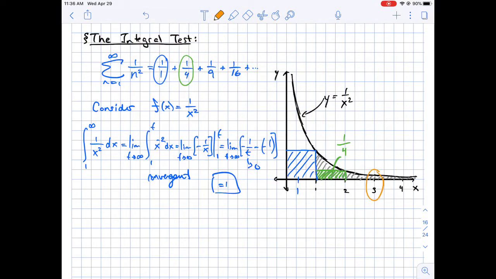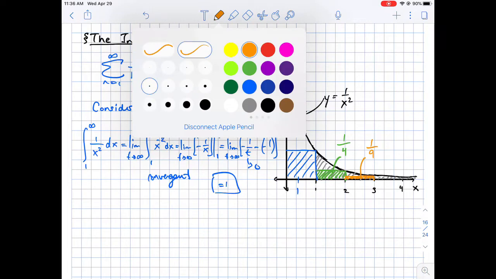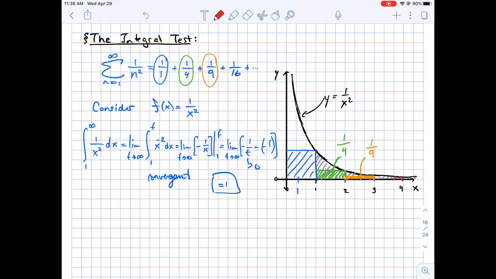So now if I go to this third term and I find my third rectangle, I plug that into my function, I get 1 over 3 squared. The area of that rectangle is going to be 1 over 9, and that's going to be the third value. If I do this one more time, at 4, then my height continues to get smaller and smaller. The height there is 1 over 16, still has the same base width though of 1, so that one's going to be 1 over 16, and that's my fourth value.